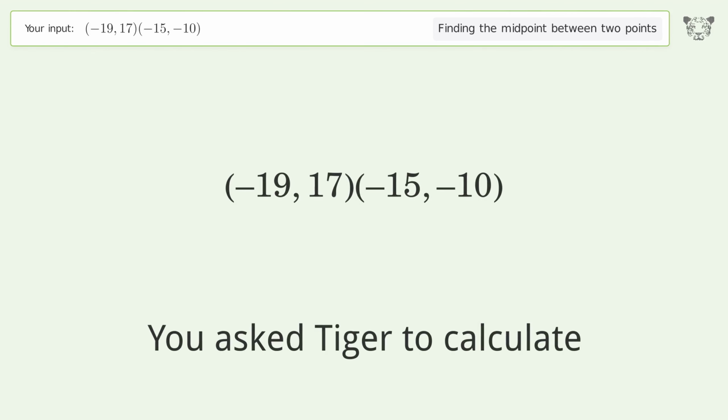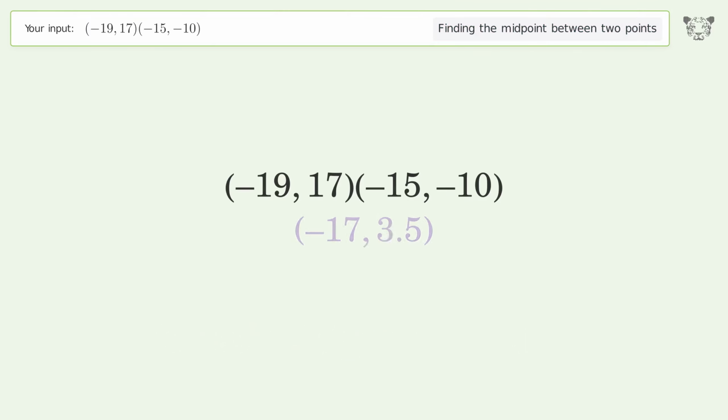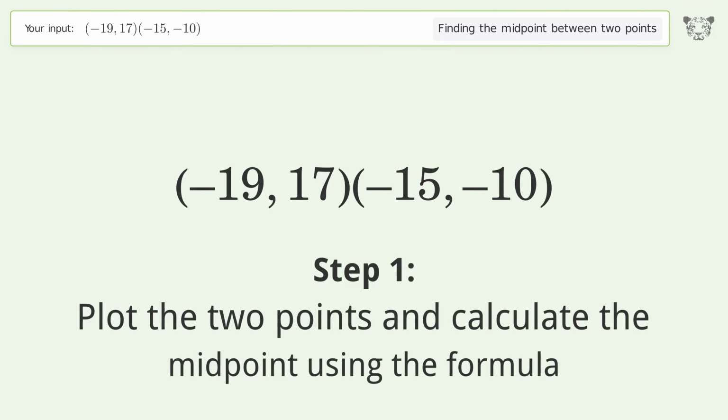You ask Tiger to calculate. This deals with finding the midpoint between 2 points. The midpoint between the 2 points is -17, 3.5. Let's solve it step by step. Plot the 2 points and calculate the midpoint using the formula.